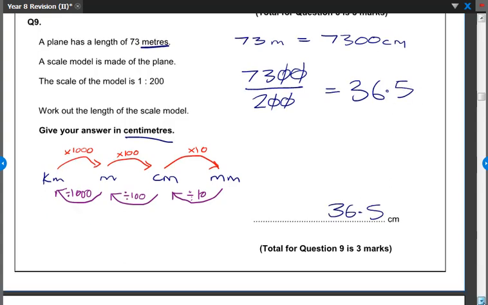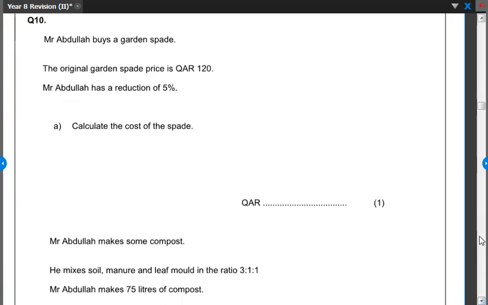Done. Next one. Mr. Abdullah buys a garden spade. Alright. So 120 reals. Mr. Abdullah has a reduction of 5%. Well, maybe the price has a reduction. I don't know if he gets reduced by 5%. Anyway, the price is reduced by 5% for Mr. Abdullah. So, what's the new cost?